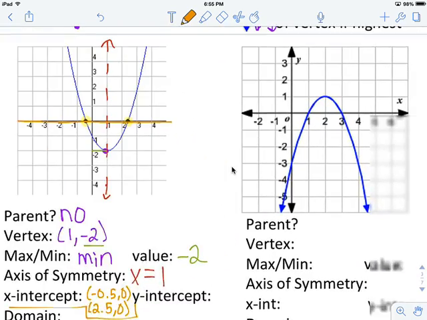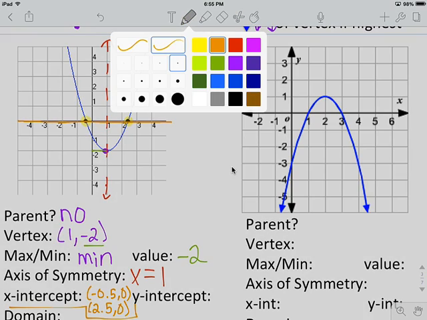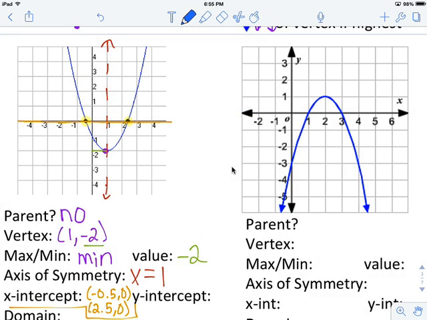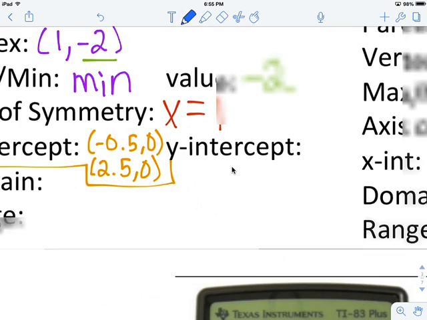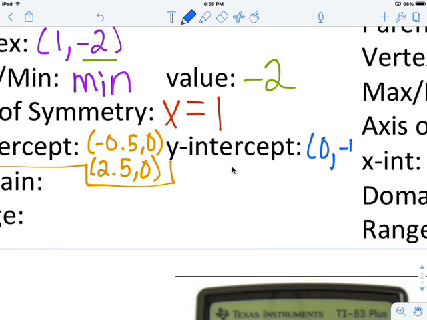Now, the y-intercept is where we're crossing the y-axis. So if we look here, I am crossing y right here at negative 1. So I would write that point as 0, negative 1.